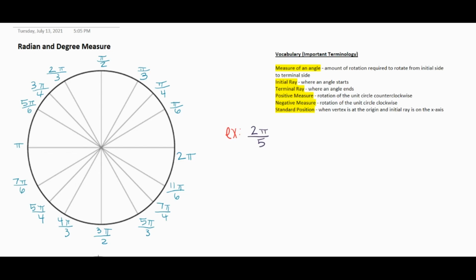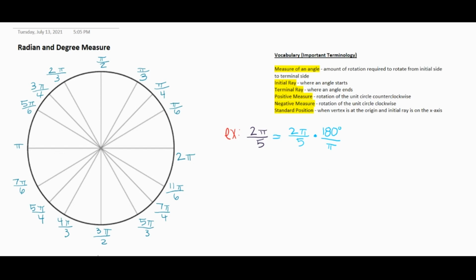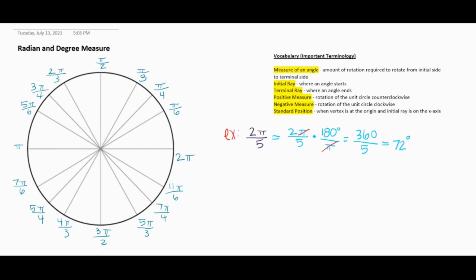Now we are going to do a quick example trying to convert radians into degrees and degrees into radians. First, we will start off with 2 pi over 5, converting it from radians to degrees. To do this, we will multiply 2 pi over 5 by 180 degrees over pi. This allows the pi's to be canceled out, therefore allowing us to get 360 degrees, or a full rotation within a unit circle, over 5. Therefore giving us 72 degrees.